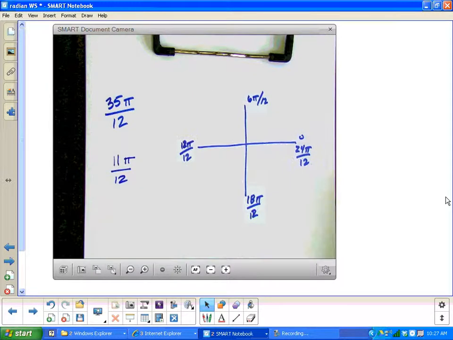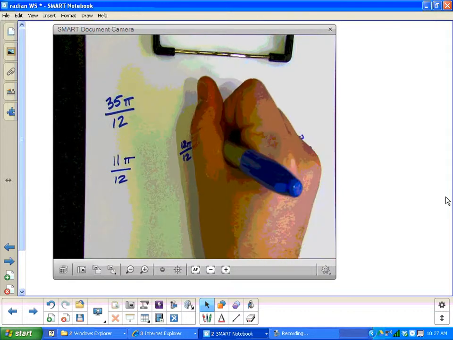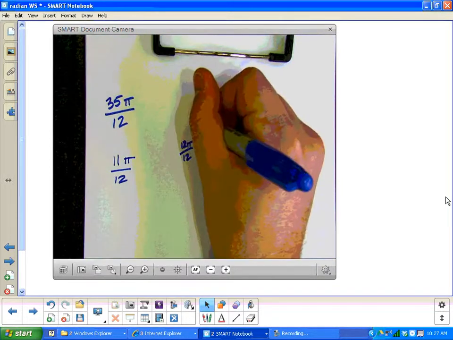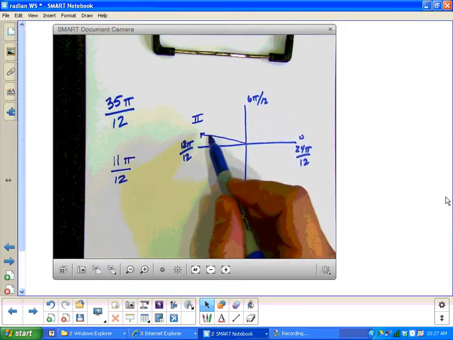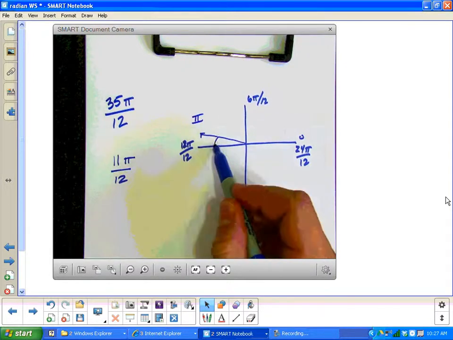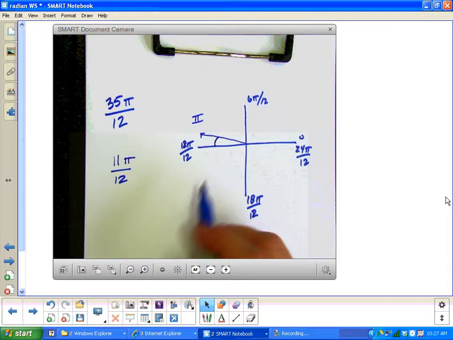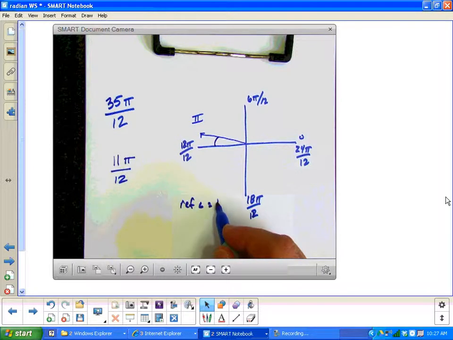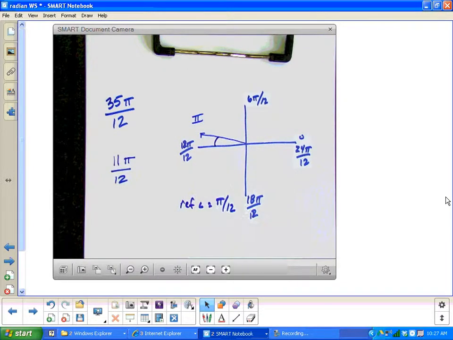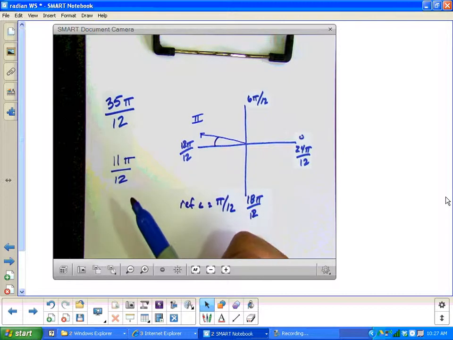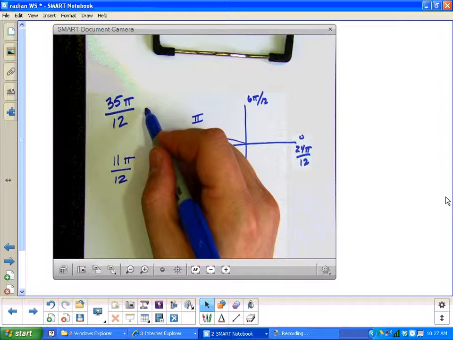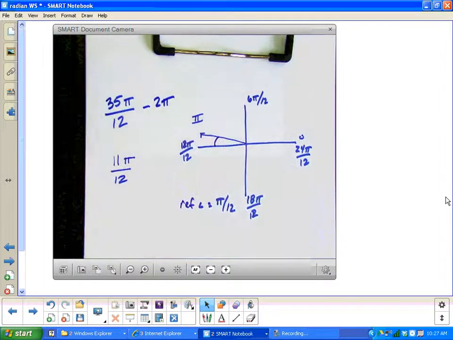Okay? Now, where is 11 pi over 12 going to fall? Yeah, second quadrant, right there. Okay. All right, see if this was 11 pi over 12, what would the reference angle be there? Yeah, pi over 12. Minus 2. Okay, so really what you're doing is saying 35 pi over 12 minus 2 pi. You're just leaving out the pi's for the calculator to do it. Yes?